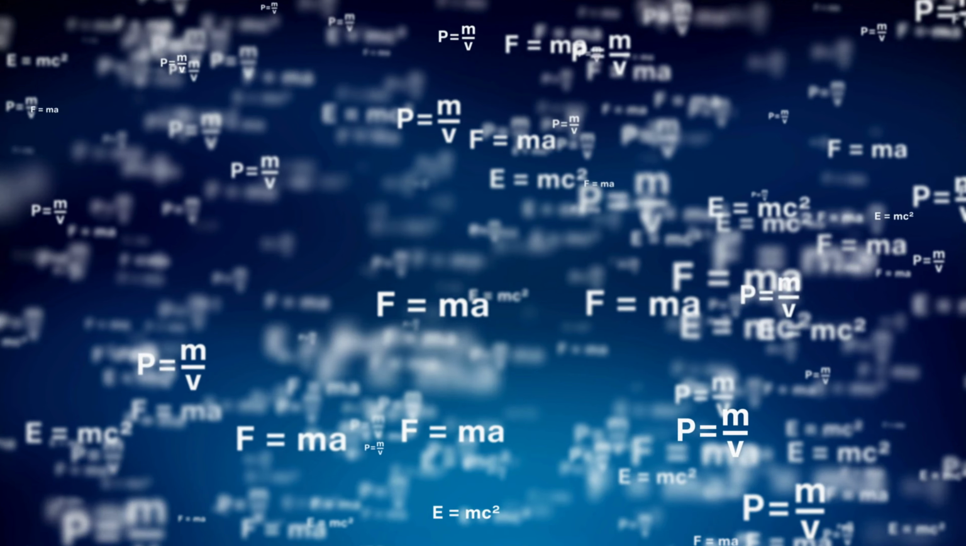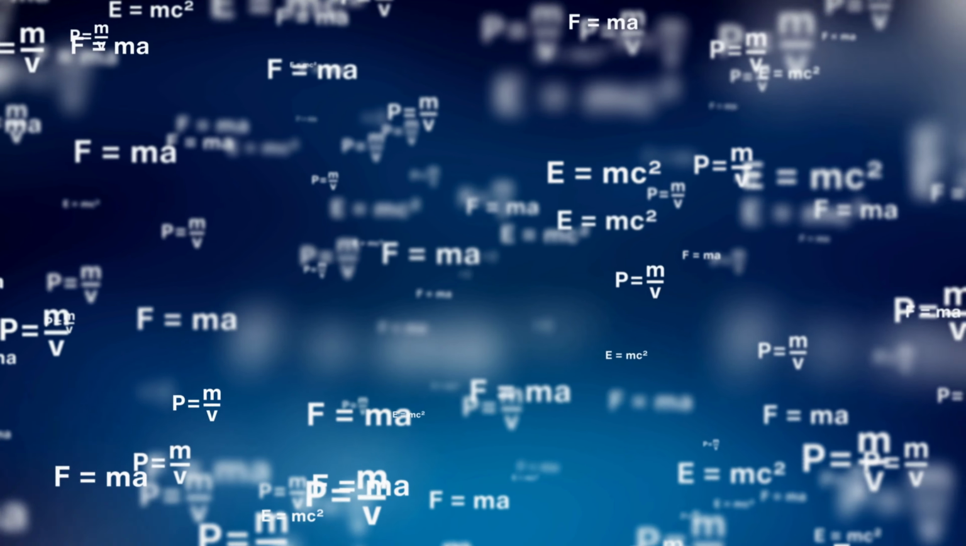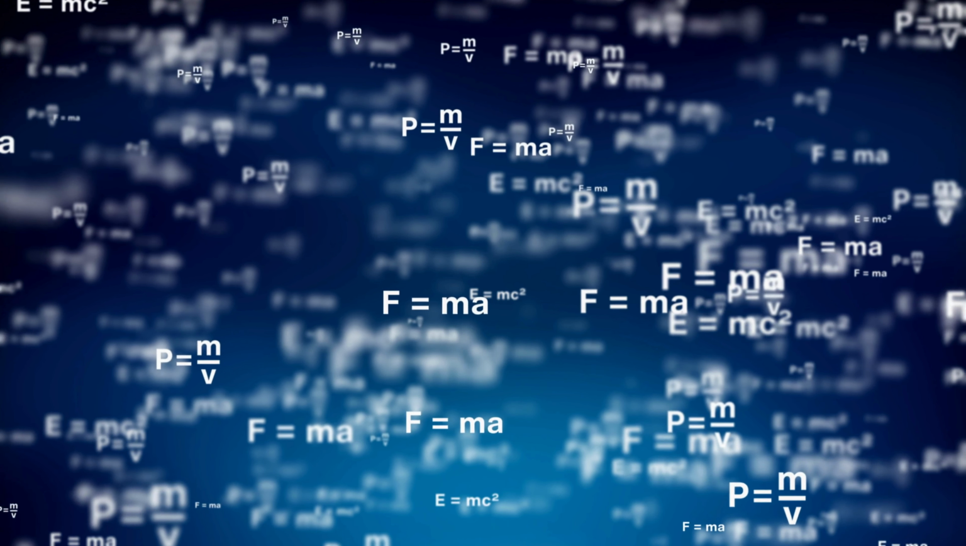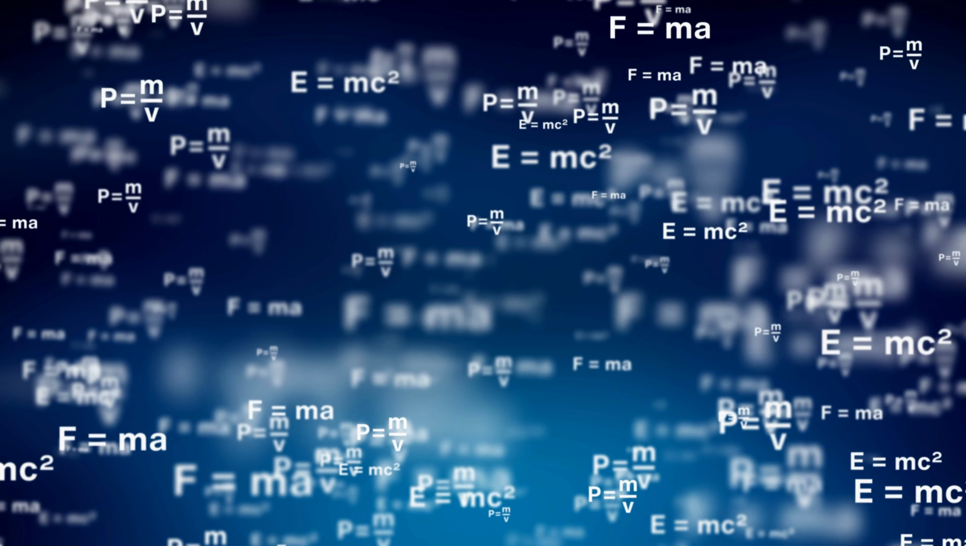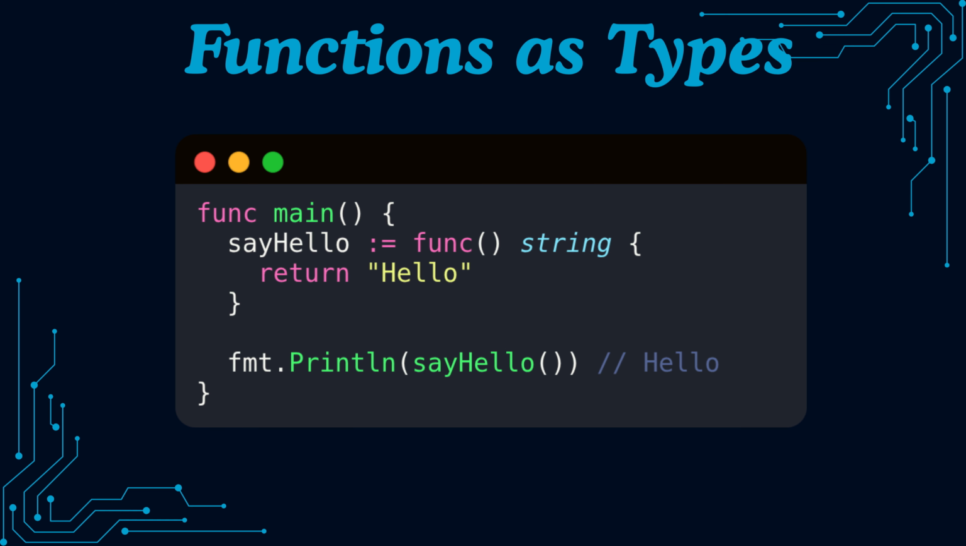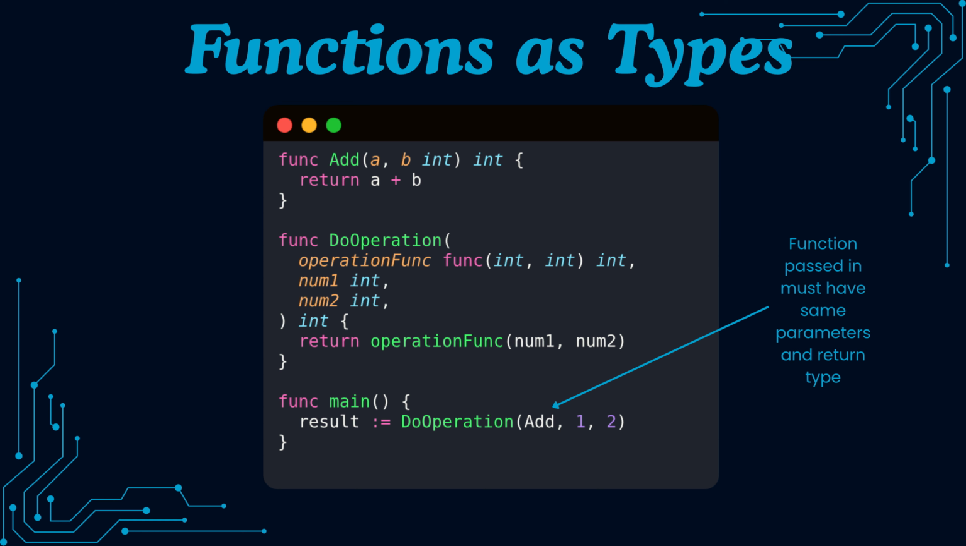Like many other languages, a function in Go is a type. This means they can be assigned to variables, passed as parameters, returned from functions, and stored in data structures like any other type. Normally, we define functions like so, using the func keyword. But since a function is a type, we can create a function like we would any other variable, using type inference. Or if we don't want to give it a value yet, we can just define a variable with a function type. Since a function is like any other variable, it means it can be passed as parameters to functions.